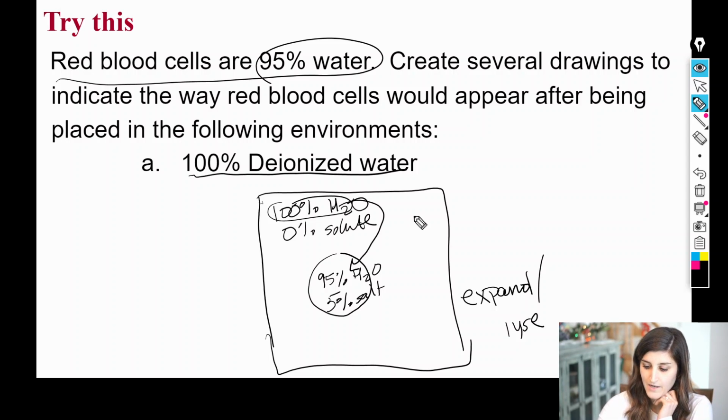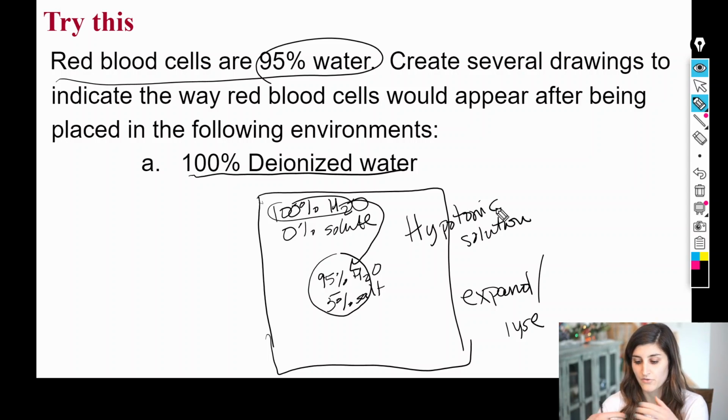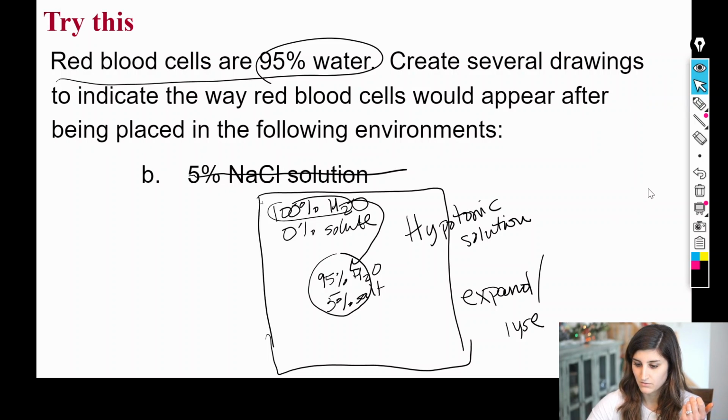So what type of solution was our red blood cell put into? This is called our hypotonic solution. Hypotonic solution, where there's less solute on the outside of the cell and there's more water on the outside of the cell, so the water is going to rush to the inside of the cell. All right, so that's our first example. Let's go to our next example.